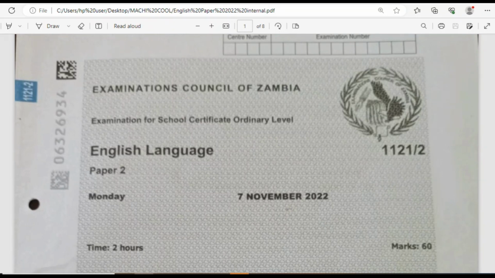In today's lesson, we want to revise English 2022. This is internal.